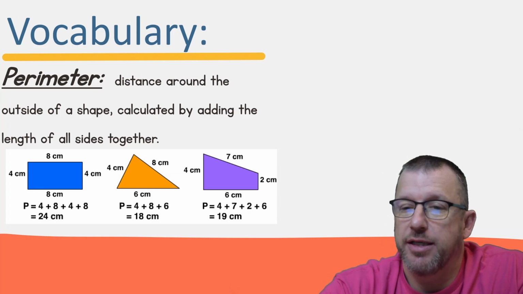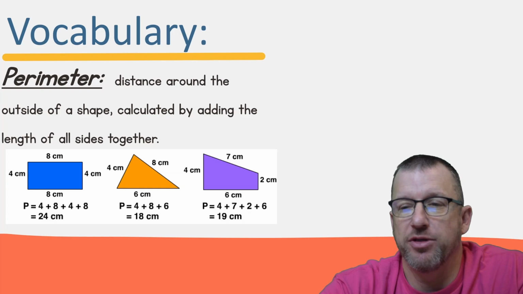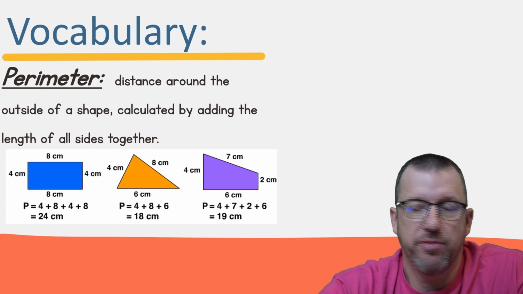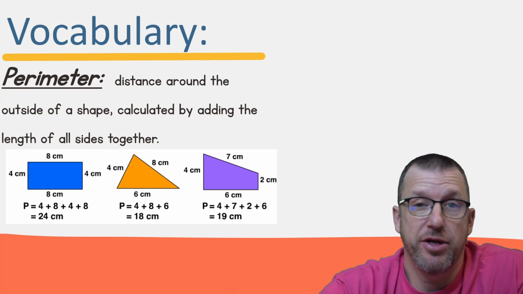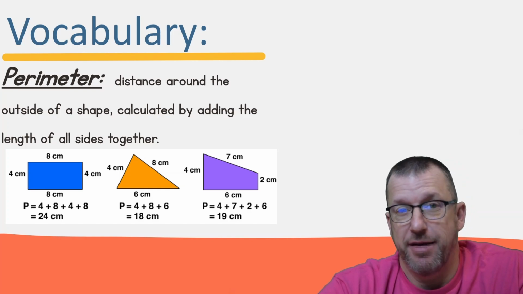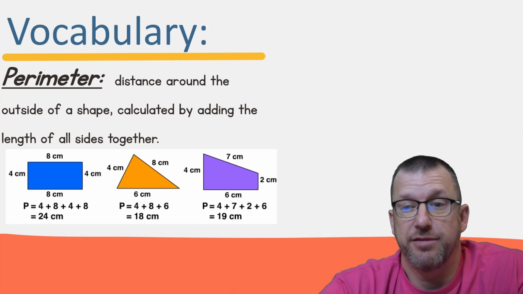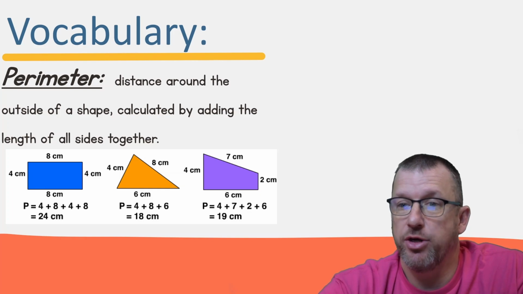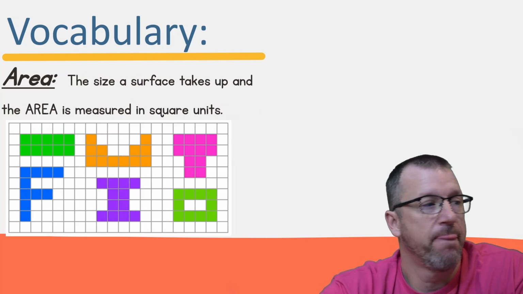I always think of perimeter as a fence. If I'm going to put a fence around something, I need to buy the right amount of fence. And how do I know how much fence I need? I measure the outside of whatever I'm trying to fence in and buy that fence. Perimeter, the distance around the outside of a shape.